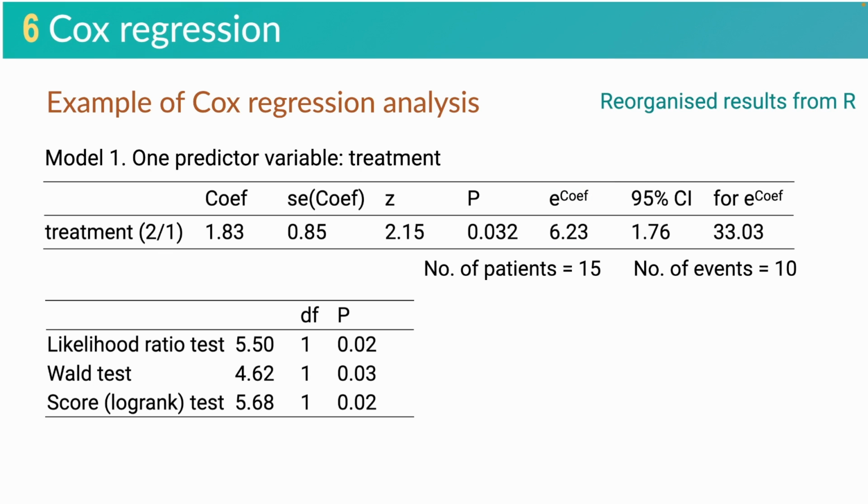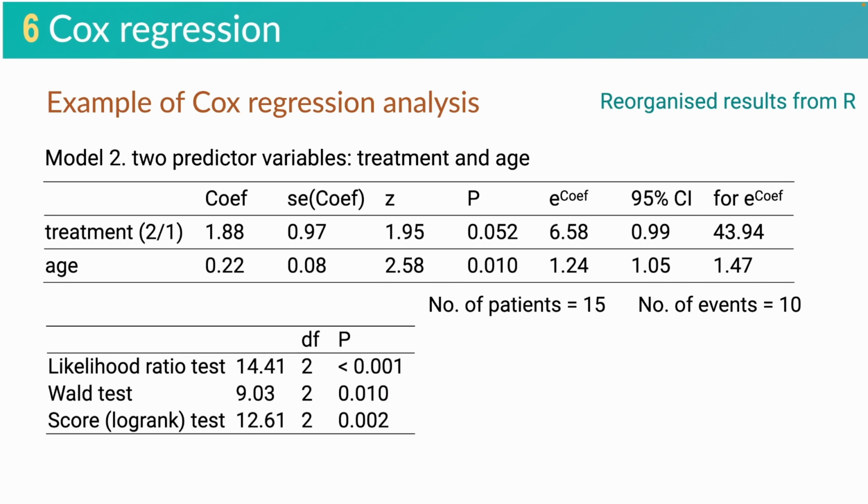The second table shows the result of global tests including likelihood ratio test, Wald test, and score test. All three tests show p-value smaller than 0.05. It means the model is significant. This is the second model.